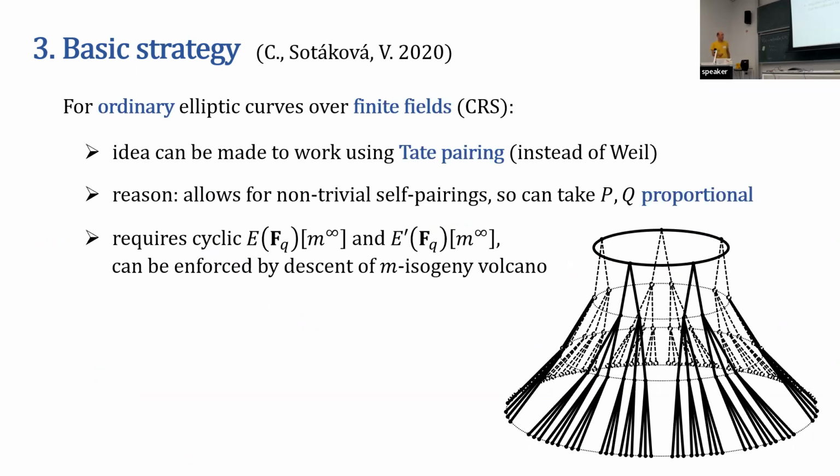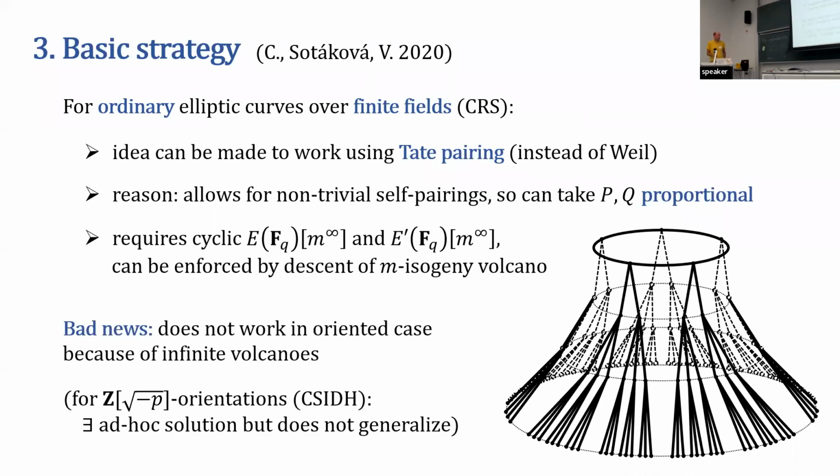Because you can take P and Q proportional. But to make this work, you need to have a cyclic and primary part. And for this, you need to go down to the floor of some isogeny volcano. And this is where the method crashes if you want to apply this to more general oriented elliptic curves, because in the general case, these isogeny volcanoes are infinite. So you don't walk to the floor. There's no point in walking to the floor of an isogeny volcano and making these groups cyclic. So the Tate pairing approach fails in the general setting, and this was actually the starting point of this research. We had an ad hoc solution for a very specific case.